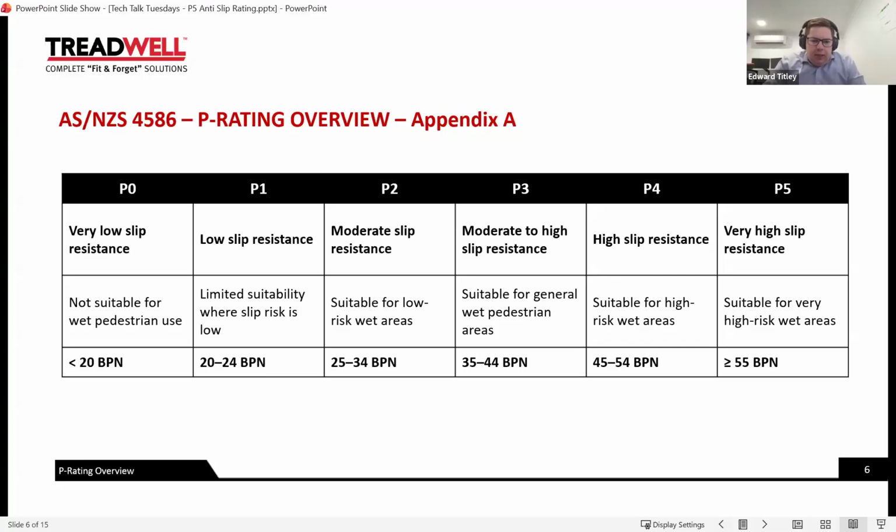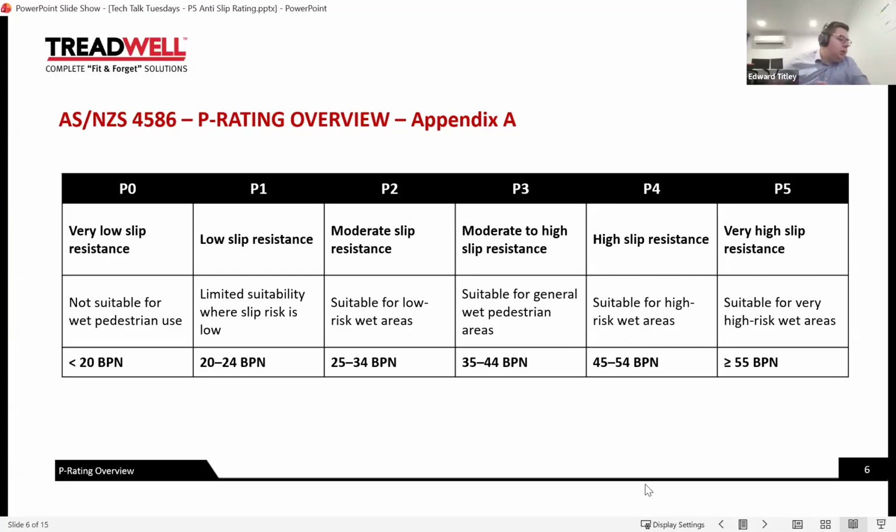So the P classification offers six classifications from 0 through to 5. I'm not going to read this table for you, but at the bottom, P0 is very low slip resistance, not suitable for wet pedestrian use. And then we go up to P5, which is very high slip resistance, suitable for high risk wet areas. So that's number one. And this is a wet pendulum test. This is suitable for wet areas, ramps, walkways outside, those sort of things.